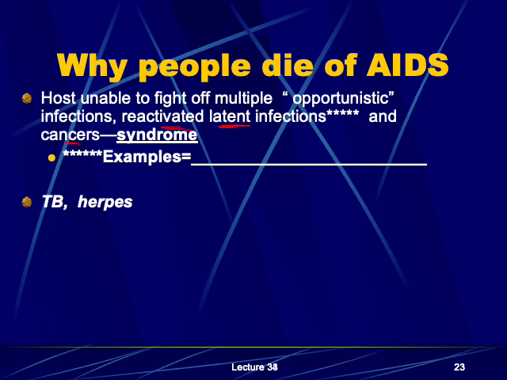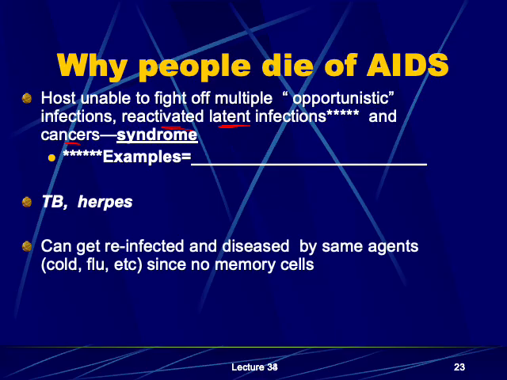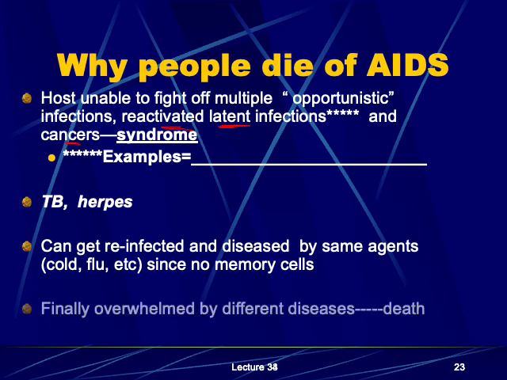Well, this isn't kind of within the coverage of the class, but to fight cancer, you use your immune system too. So if you have a weakened immune system, your body's more likely to suffer and die from cancer. And like I said, you can get reinfected and diseased by the same agents since there's no memory cells. So you can imagine the person who is the host, the diseased individual, is just overwhelmed by all of these things. And finally they die because they're just overwhelmed by them.